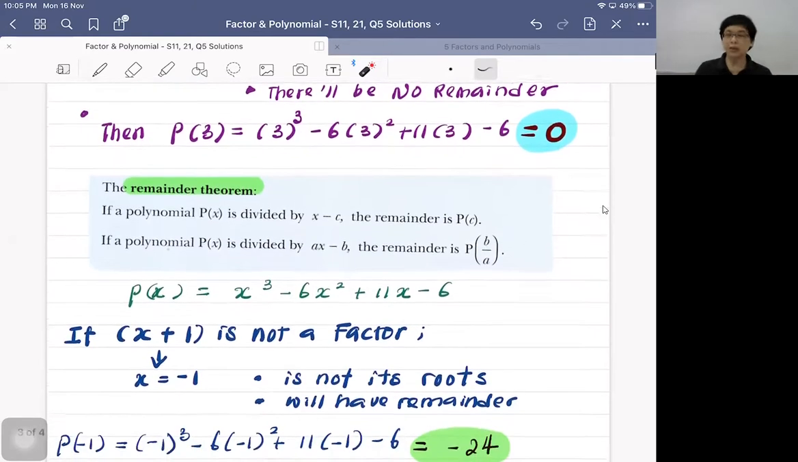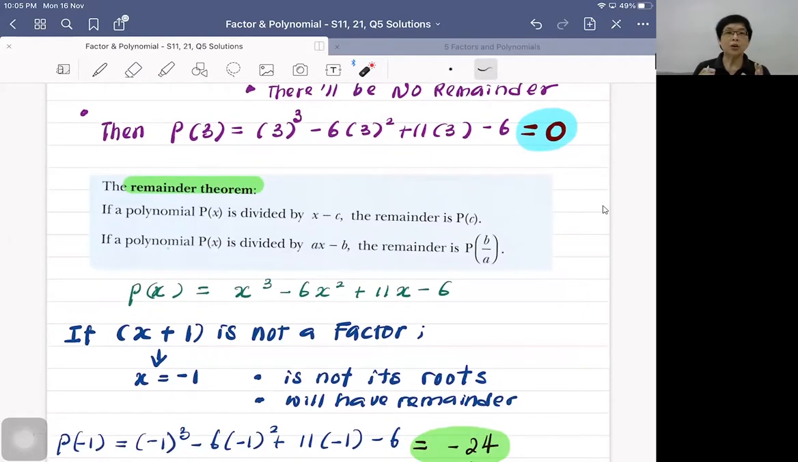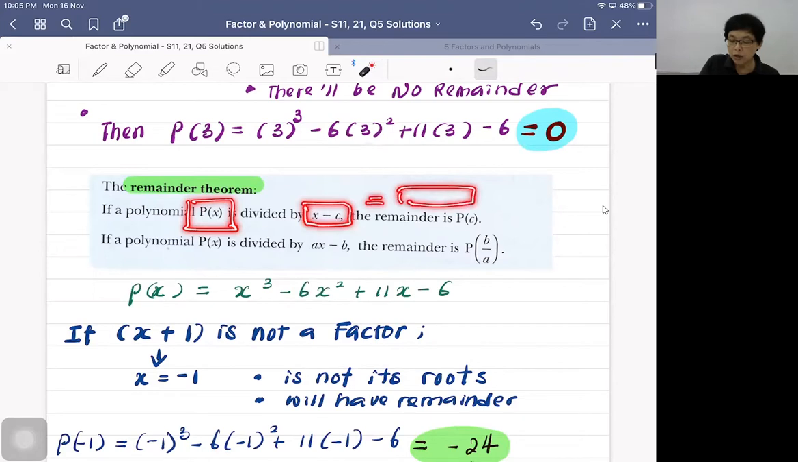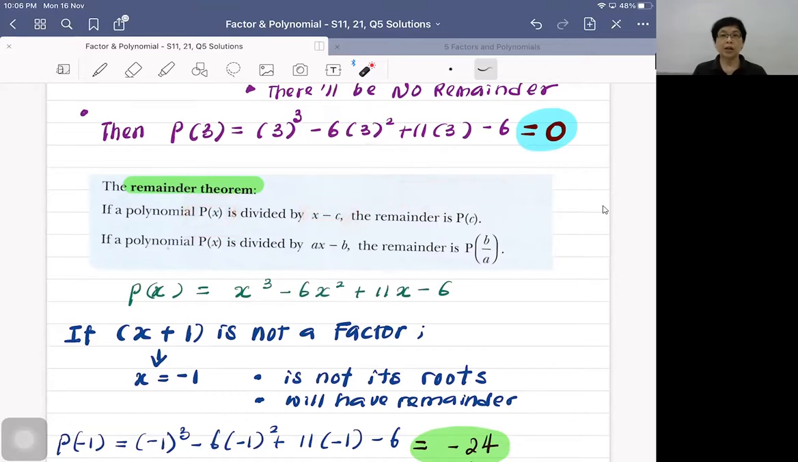Let's go to the next key idea for this topic, which is called the remainder theorem. It uses a similar idea, but provided that x minus c is not a factor of p(x), then what does it mean? If we divide p(x) by x minus c, you are going to get some kind of function and a remainder of some value. That is what it means.